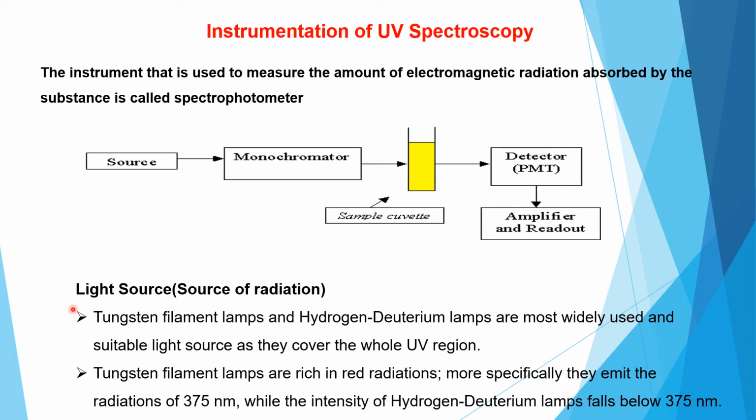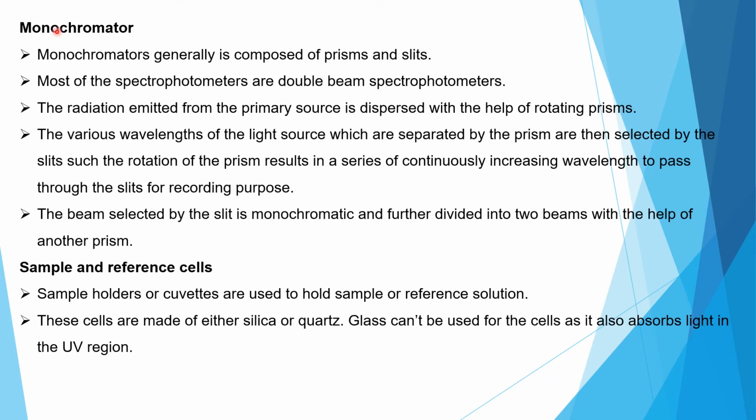So basically the source of radiation which we are using here, its function is to generate the polychromatic radiations of the desired wavelengths, that should cover the whole UV region and visible region. Then the light which is coming from the light source is allowed to fall on the monochromator.